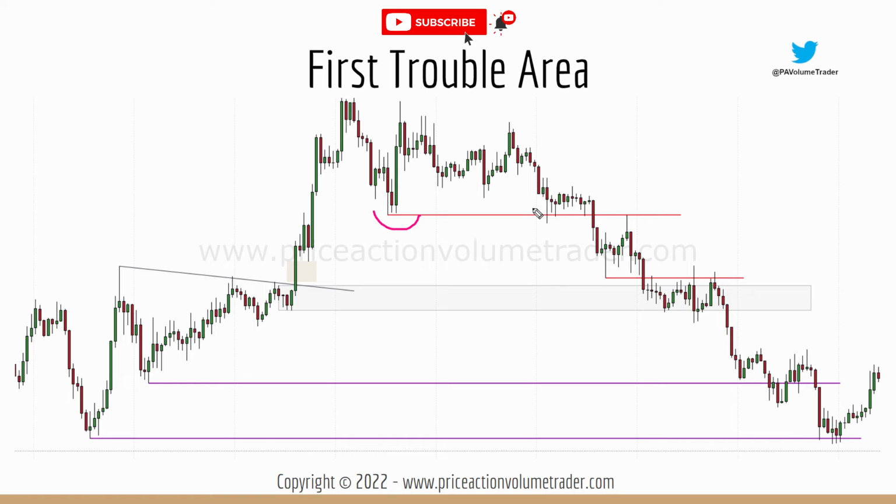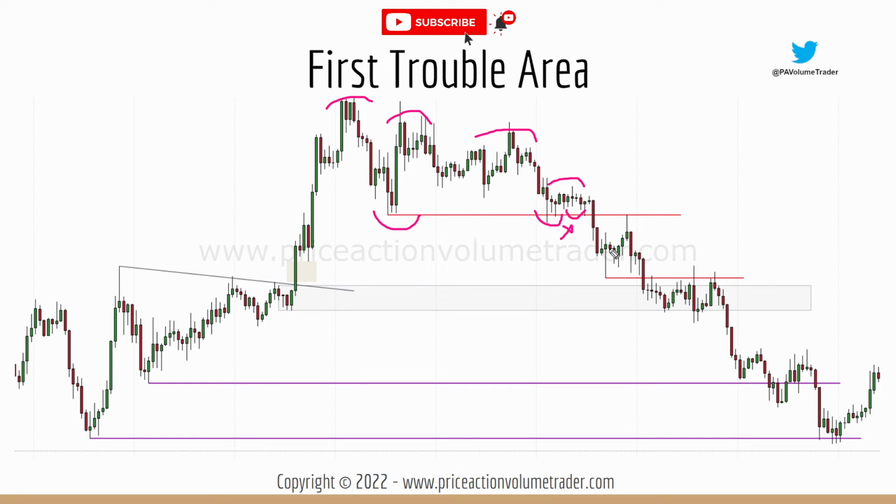Then we come here and we have big support, but you can see the market is making lower highs. We're compressing down. Once we make this candle, we break these lows. Now the market structure has shifted.